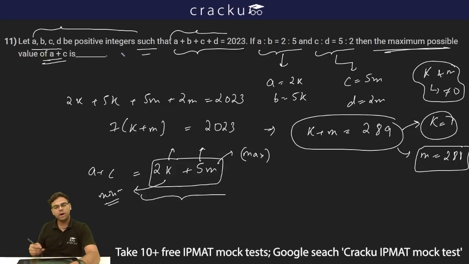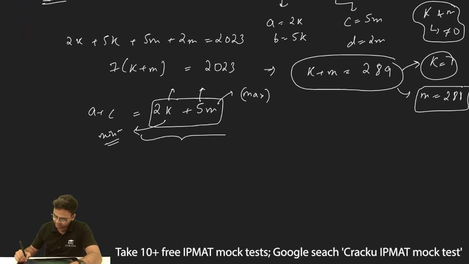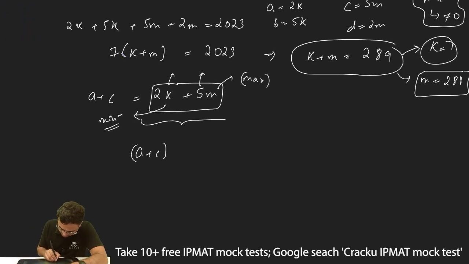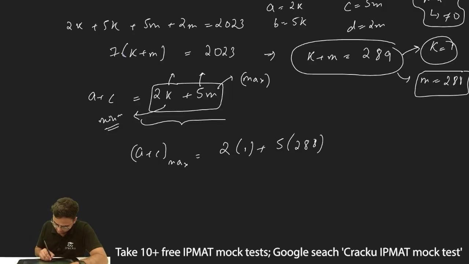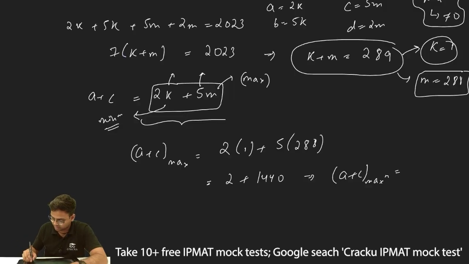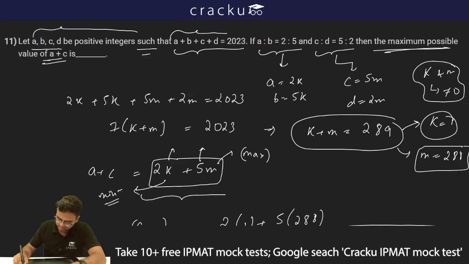So at this value, I'll get the maximum value of a plus c, and a plus c max will be 2 into k, which is 2 into 1 plus 5 into 288. So 2 into 1 plus 5 into 288, this is equal to 2 plus 288 into 5 is 1440. Thus I can say the a plus c maximum value is 1440 plus 2, which is 1442. The maximum value of a plus c is 1442.